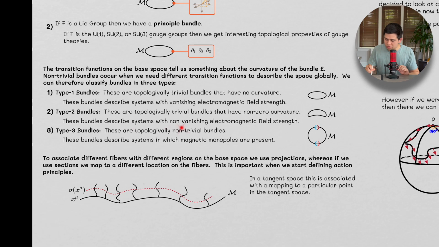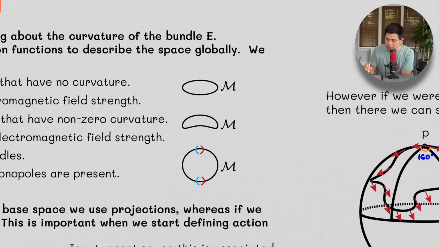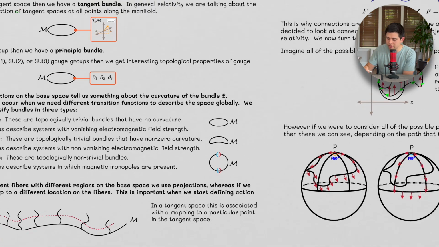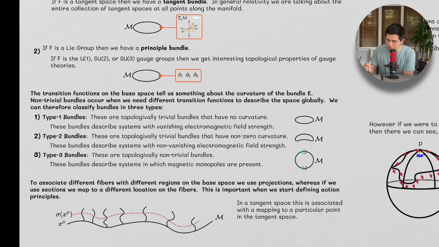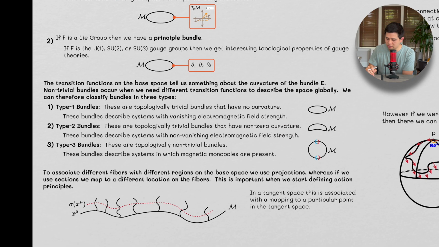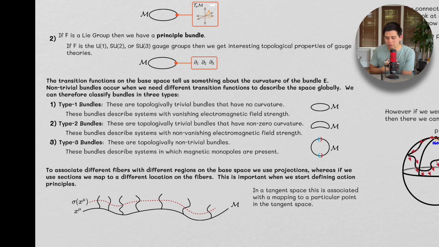And these bundles describe systems with non-vanishing electromagnetic field strength. So in one case, we had vanishing electromagnetic field strength. The other case, we have non-vanishing electromagnetic field strength. So the curvature here actually causes the electromagnetic field strength to not go away. It's always going to be there at every point. Okay, so curvature has something to do with the non-vanishing strength of electromagnetism. We're not going to get into too much depth on that here. We're just going over fiber bundles before we go into any more depth later on.